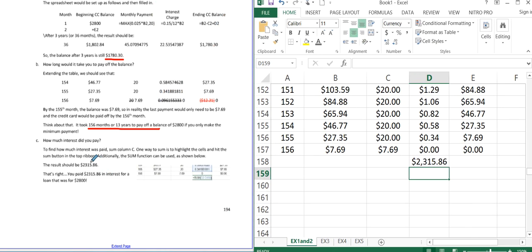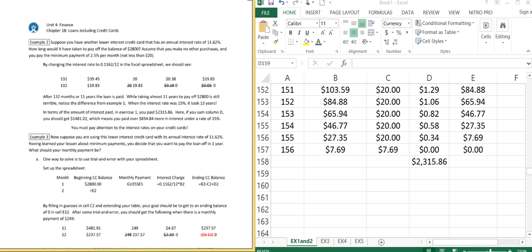$2,315.86 is an insane amount that we would have actually been charged in interest. Keep in mind, the actual loan was only for $2,800, not that much more than that. So we end up spending $2,300 additional dollars for that loan, which is what a credit card is, for $2,800. Not a good idea. So lesson number one, we do not want to just pay the minimum monthly payment. Gets us into trouble. That's why credit cards love us, is that they make a lot of money.